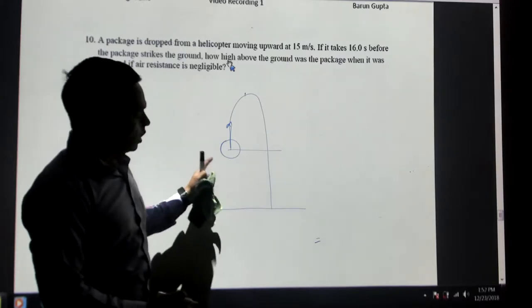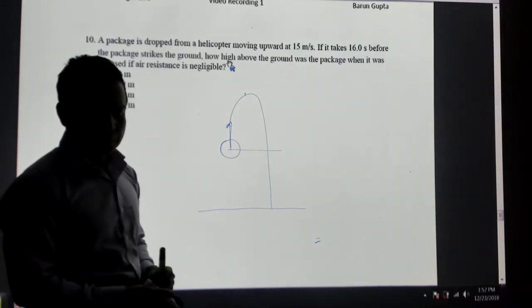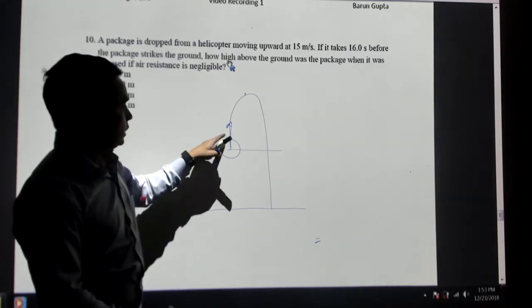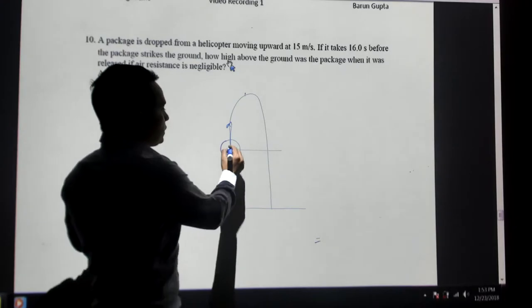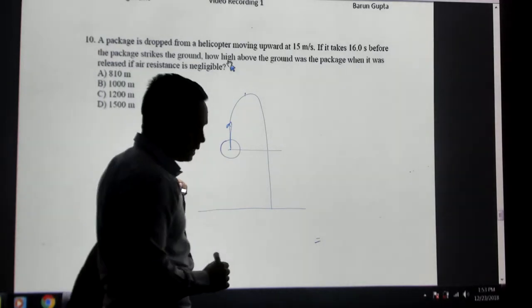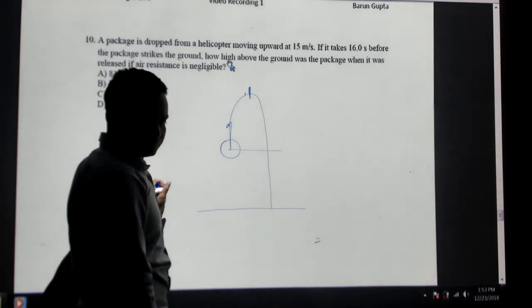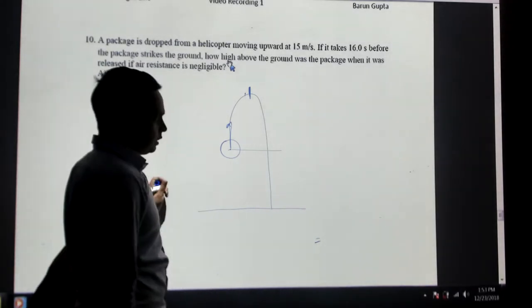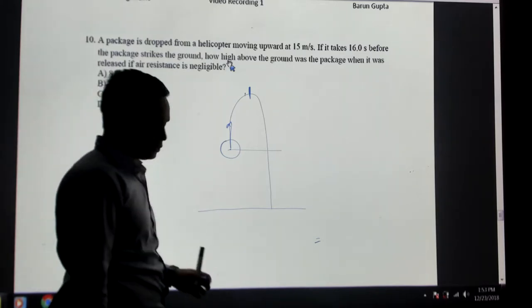You can also solve the same problem by dividing it into two parts. For example, this one is moving at 15 meters per second. First, you can find out how long it takes to reach this height. Okay, let's do it together. I'm just going to solve by another approach.